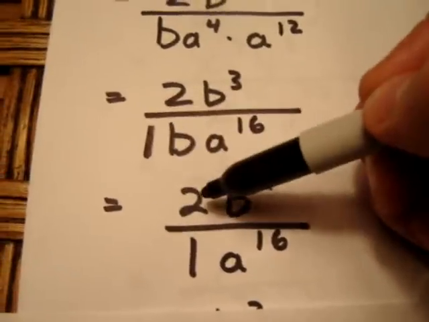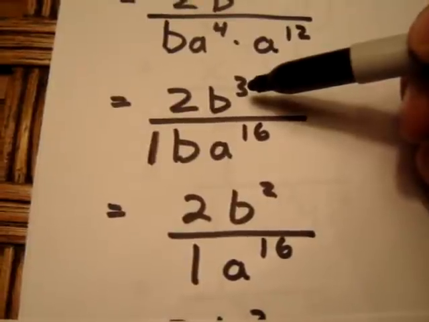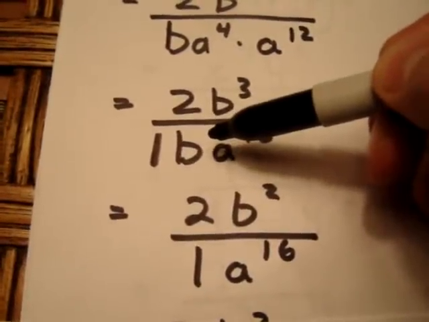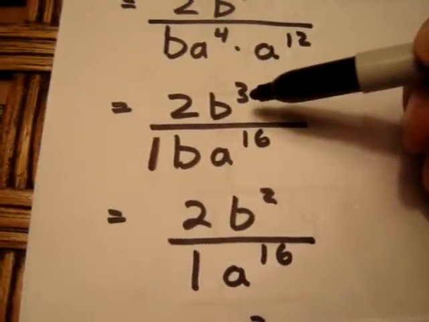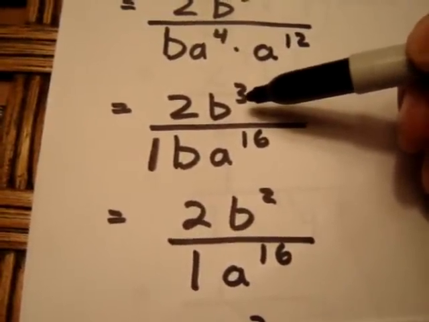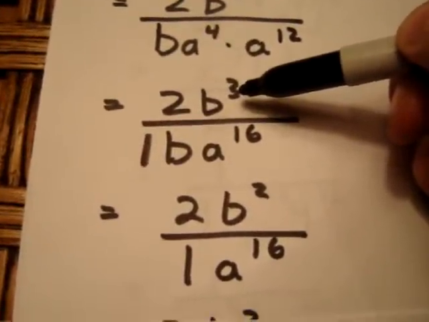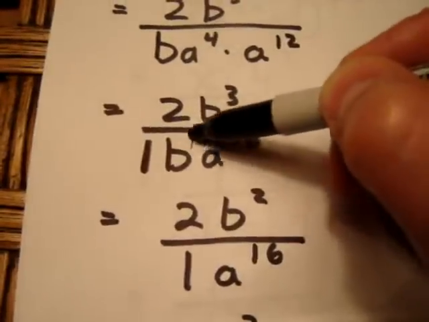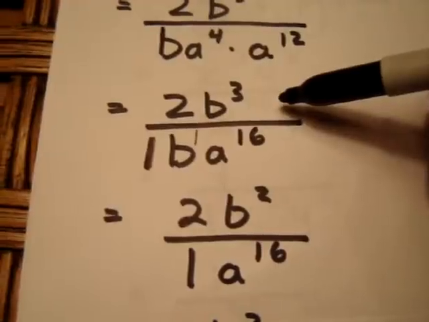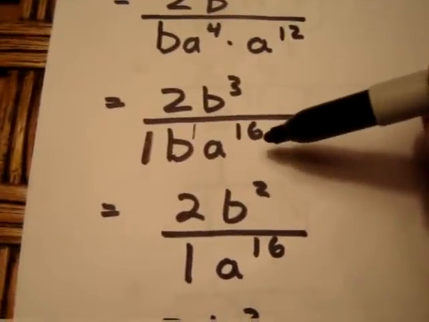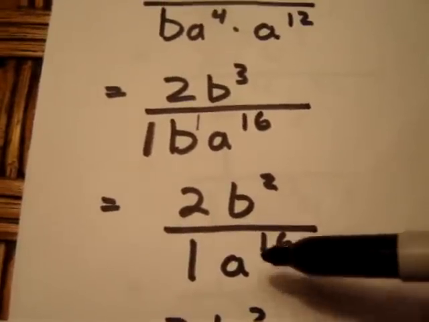2 over 1 will keep us 2 over 1 for now. We have 3 factors of b in the numerator and 1 factor of b in the denominator. That means, in a sense, that the numerator wins, although that's not a very mathematical way of putting it. We know that the factors of b will remain in the numerator. How many of them? Well, 3 minus 1 equals 2. Now we have 0 factors of a in the numerator, but 16 factors of a in the denominator. That means the denominator will keep all 16 factors of a.